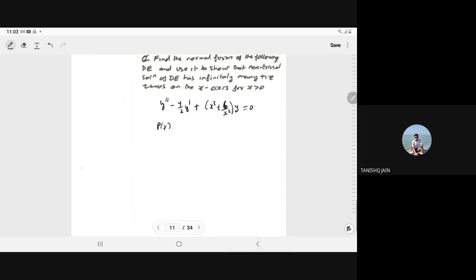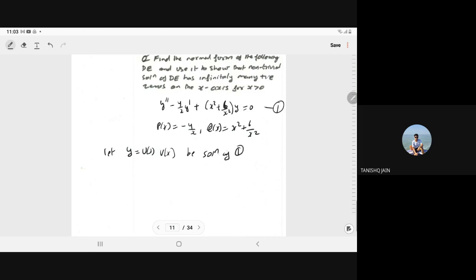Here we have p(x) is equal to minus 4 upon x and q(x) is equal to x square plus 6 upon x square. For converting to the normal form, we take the substitution: let y is equal to u(x) v(x), where u(x) and v(x) are solutions of the given equation, let's say 1.